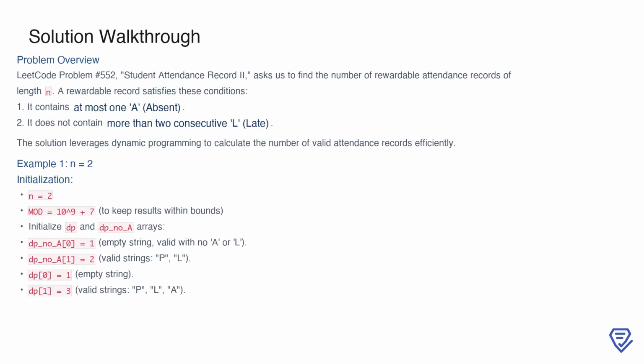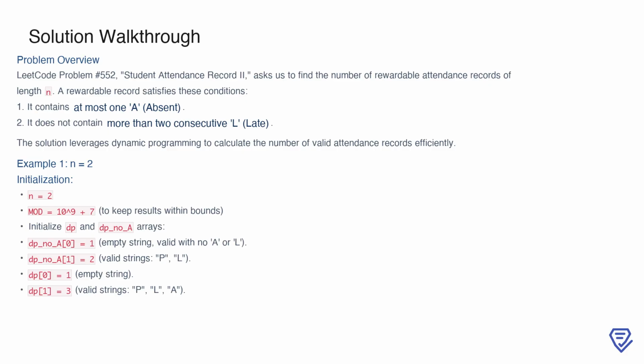This problem, Student Attendance Record II, requires us to calculate the number of rewardable attendance records of a given length n. A rewardable record must contain at most 1 A, absent, and cannot have more than 2 consecutive L, late. To solve this efficiently, we use dynamic programming to count the valid attendance records.